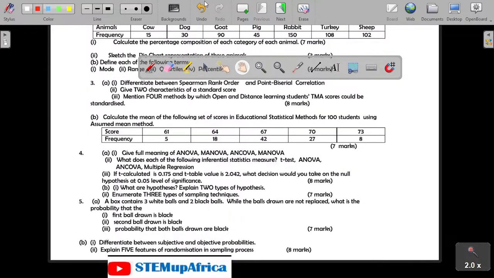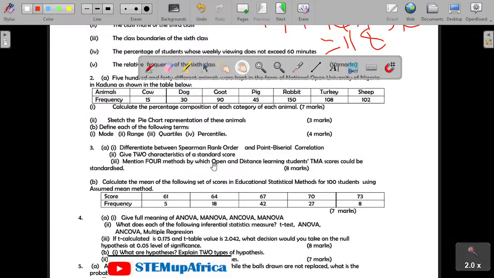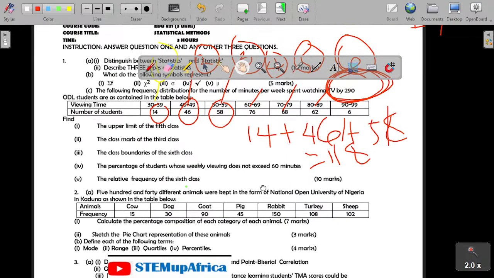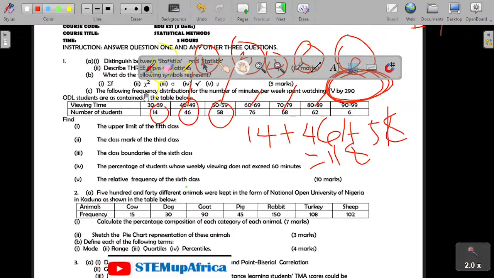Okay, let's see the next question. Roman figure 5. They are asking of us relative frequency. Relative frequency, just as percentage, has a formula too. In this case, we are just dealing with frequency. Relative frequency of the 6th class. Who is the 6th class? We've done that before. The 6th class is this.